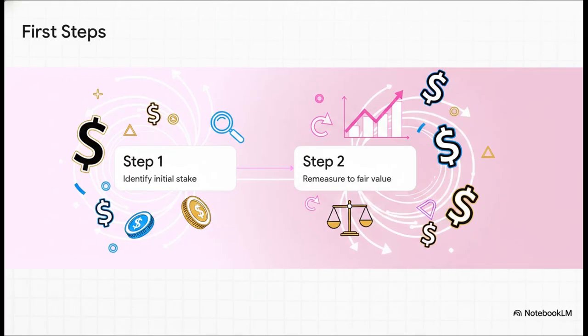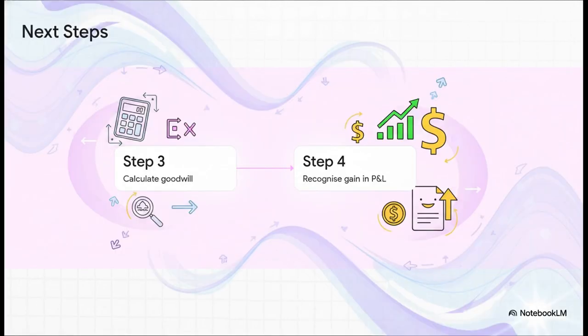First, identify your initial stake. Then, crucially, you've got to remeasure it to today's fair value. Next up, calculate the new goodwill. Finally, recognize any hidden gains right in profit and loss.